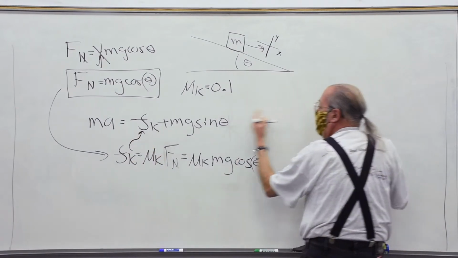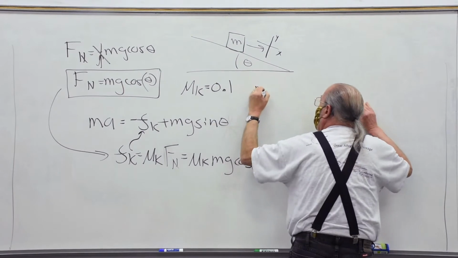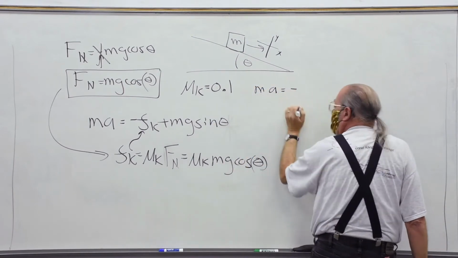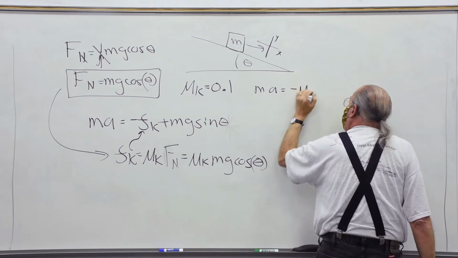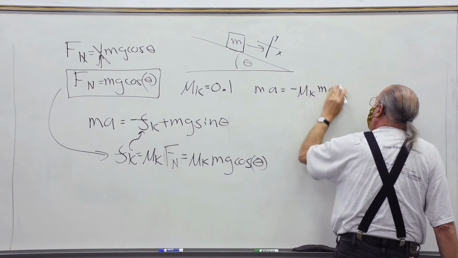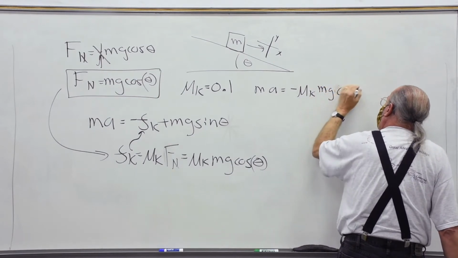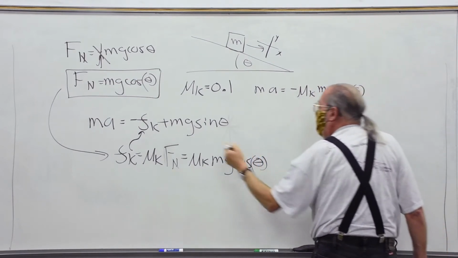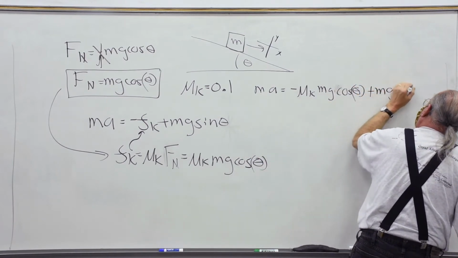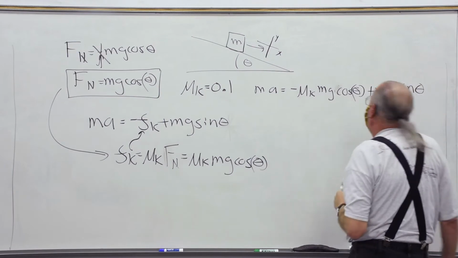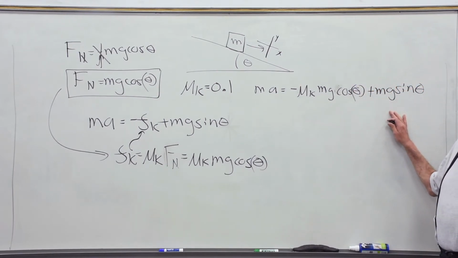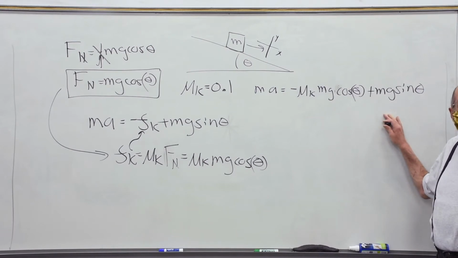So what I get when I do that, ma is equal to minus mu sub k mg cosine theta plus mg sine theta. And at this point, who sees it? What happens?